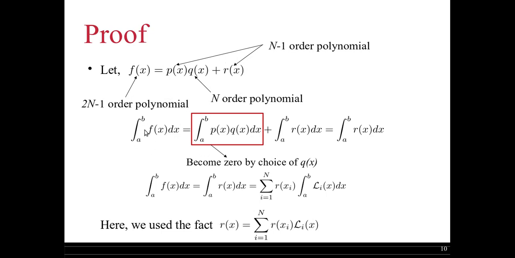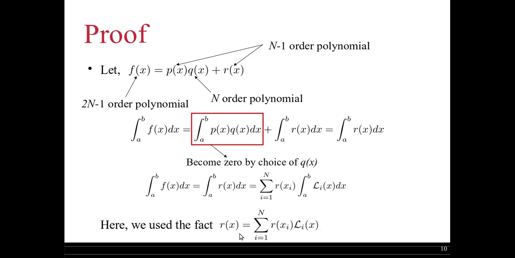Now if we integrate from a to b, this part will become 0, because by the choice of q(x), I choose q(x) such that the integration of p(x)q(x) over a to b is 0. Now this f(x) integration over a to b is equal to r(x) integration over a to b. I am not approximating; it will be true for any polynomial of degree n-1, because this is an n-point Lagrange interpolating rule.